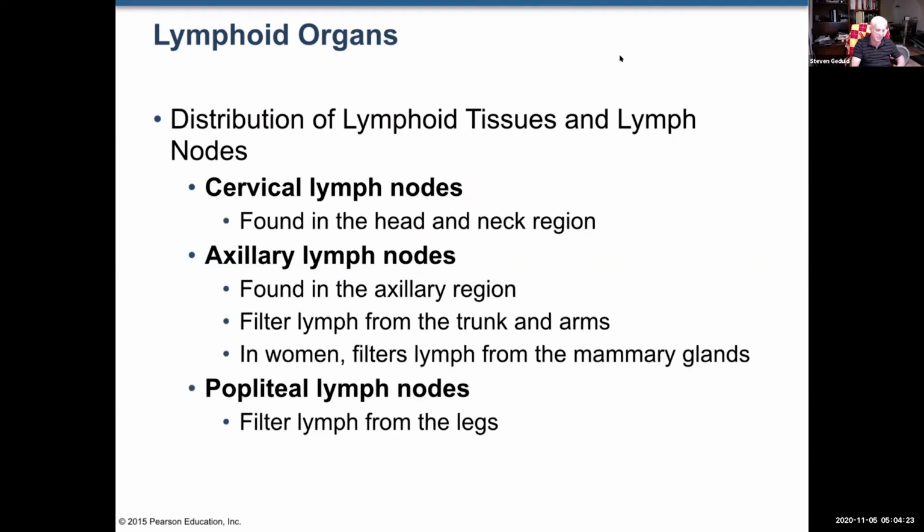Like I said, we have the cervical lymph nodes, which are in the head and neck region, just behind the angle of the mandible. That's what you feel when you get sick all the time. You can be swollen right on your chin here, and back towards the mandible. You've got the axillary lymph nodes in the axillary region. They filter lymph from your trunk and arms. In women, they filter lymph from the mammary glands. The popliteal lymph nodes filter lymph from the legs, by the kneecap.